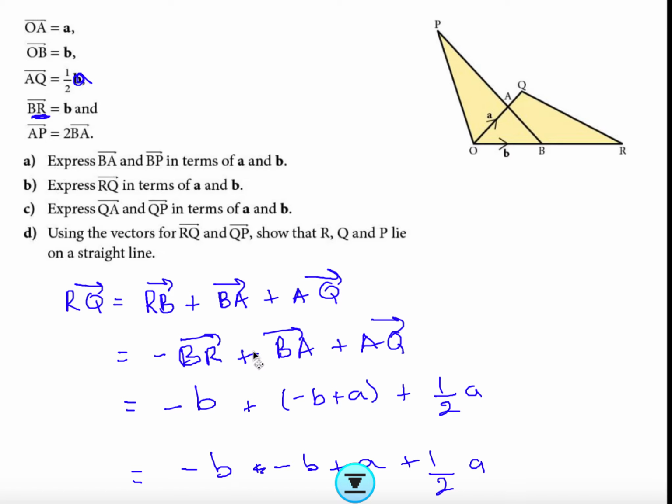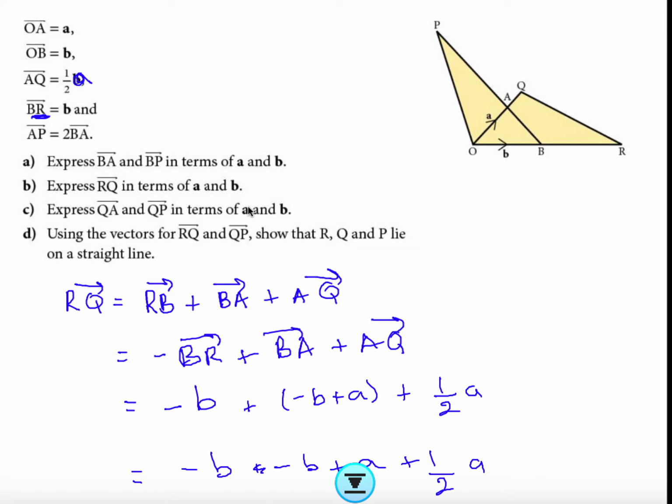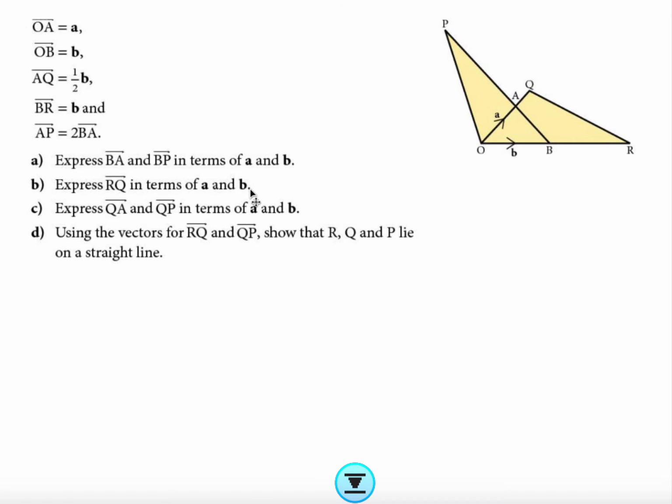So for part C, we have two vectors again that we need to describe. So we have QA and QP. Let's try QA first. So QA should be quite easy to do. QA is basically the opposite of AQ. And we know that AQ is half of A, which means QA will be just negative half of A. So quite straightforward.